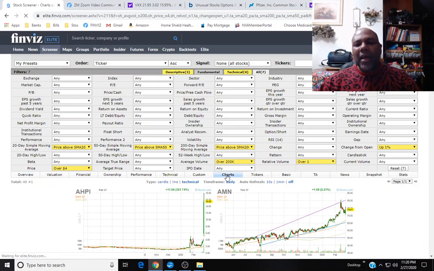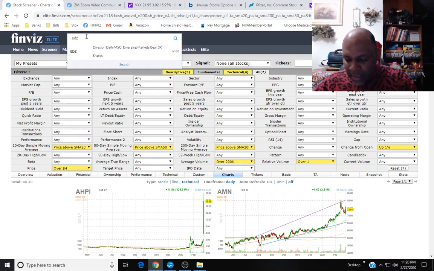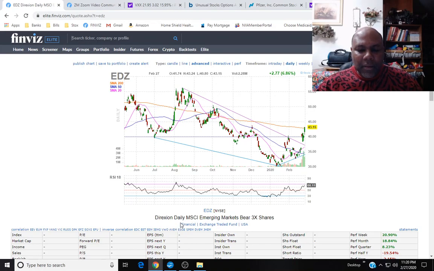Now, just to save some time, I'm going to show you some stocks that came up when I ran this screen. First stock we want to talk about, ticker symbol is EDZ. This is an emerging markets bear ETF. Basically what this stock is, emerging markets are markets that are underdeveloped markets, normally in the region of Asia, China, in that area.